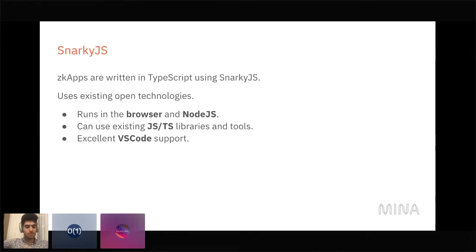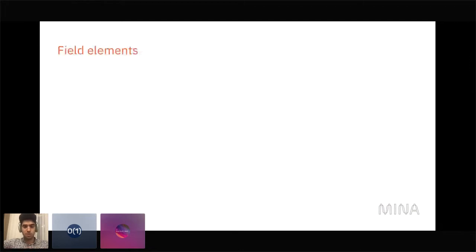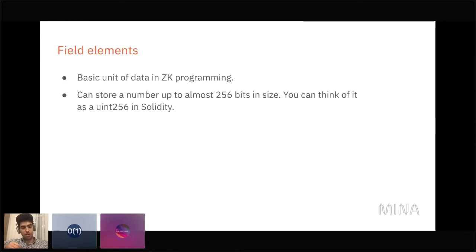So when you're building in SnarkyJS, the base unit of data is a field element. You can think of a field element like uint256 in Solidity, if you're familiar with that. It's slightly smaller, but I'm going to just hand wave over the details there. And the way that you use this is with this field type in SnarkyJS.